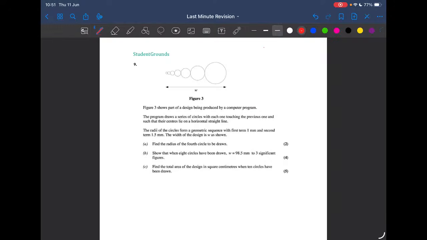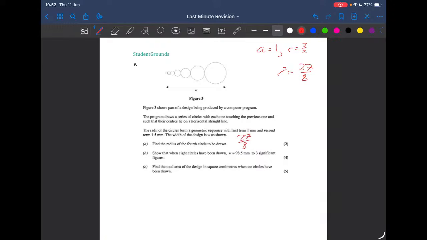Okay, so what we have there, A, the first one, is 1, isn't it? And r is going to be 1.5, so 3 on 2. Find the radius of the 4th circle to be drawn. Well, okay, it's going to be ar cubed, yeah? So it's just r cubed in this case. So 27 on 8.